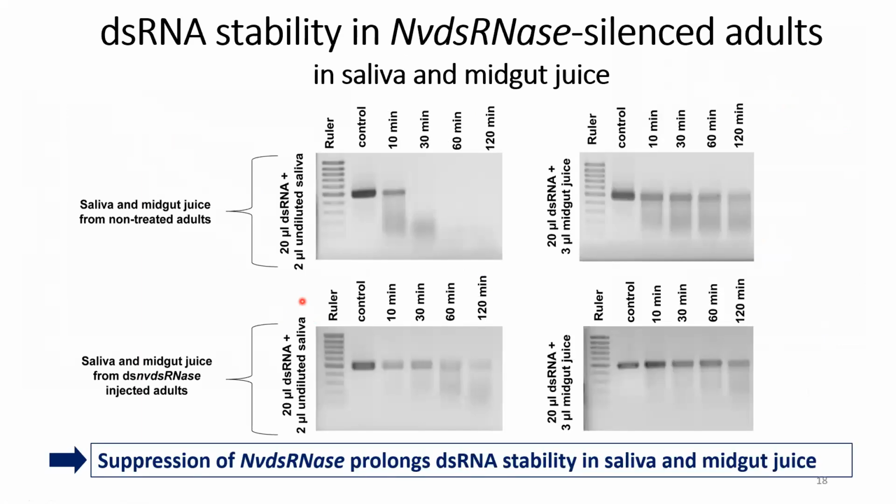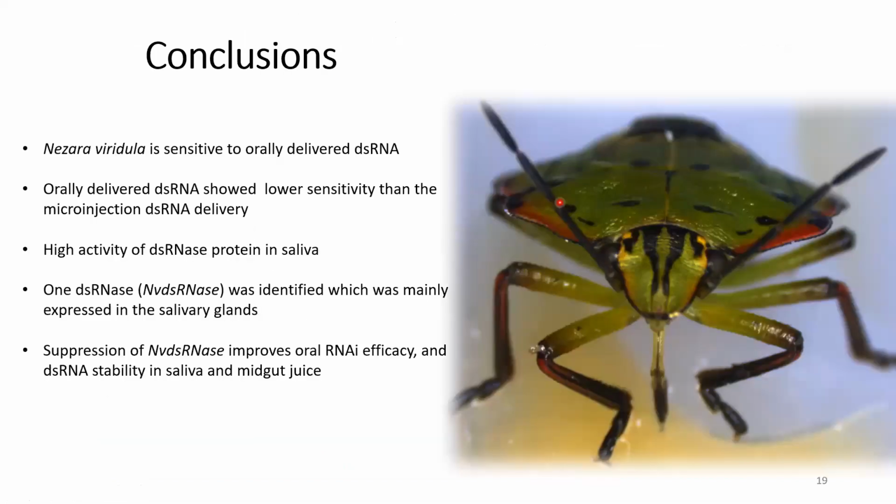And we also checked the dsRNA degradation in the saliva that was collected from adults where the dsRNase was silenced. In the lower two gels, these are the degradation assays with the saliva and midgut juice collected from the adults where the dsRNase was silenced, and you can clearly see that the dsRNA is more stable in both saliva and midgut juice when we compare with the control. So this degradation assay supports our previous result, where silencing the dsRNase improved the oral RNAi efficacy. So in conclusion of this study, we can say that the RNAi mechanism is functional upon the delivery of dsRNA by both means, oral delivery as well as microinjection.